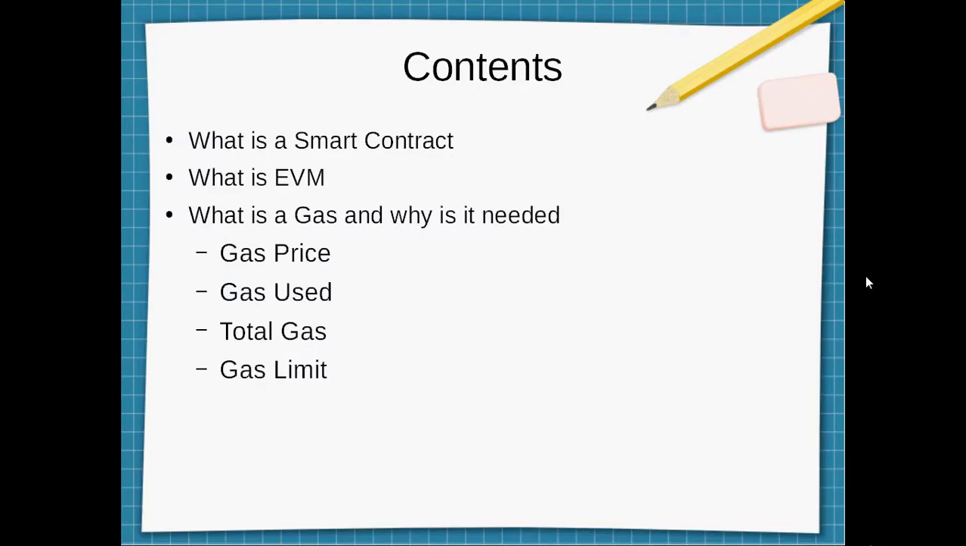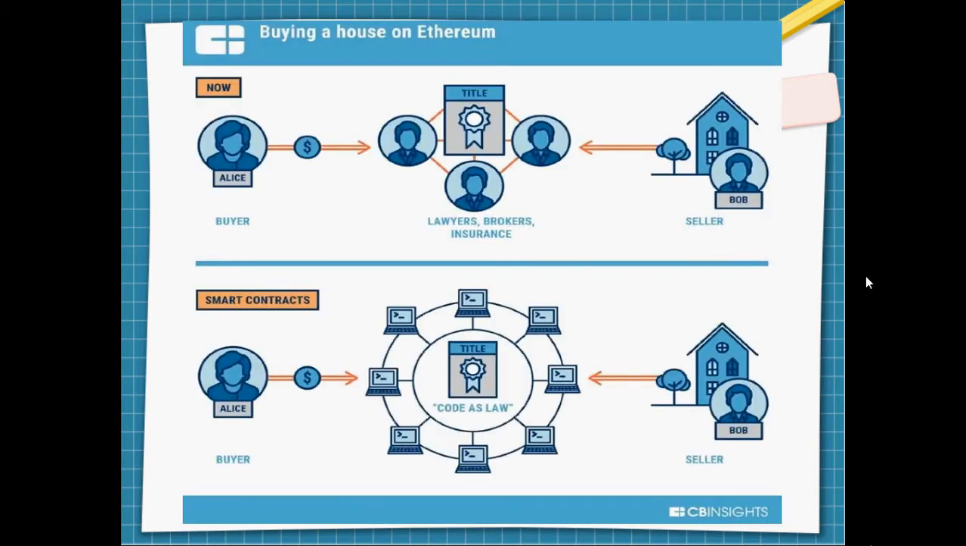So first of all, we will see what is a smart contract, what is EVM or Ethereum Virtual Machine, what is gas and why is it needed, and a few terminologies related to gas like gas price, gas used, total gas and gas limit. So let's see what a smart contract is.